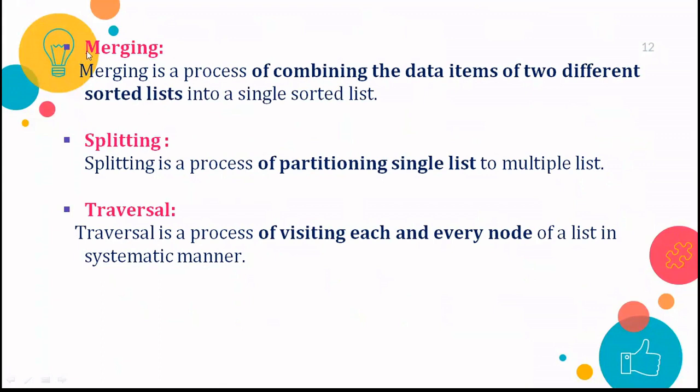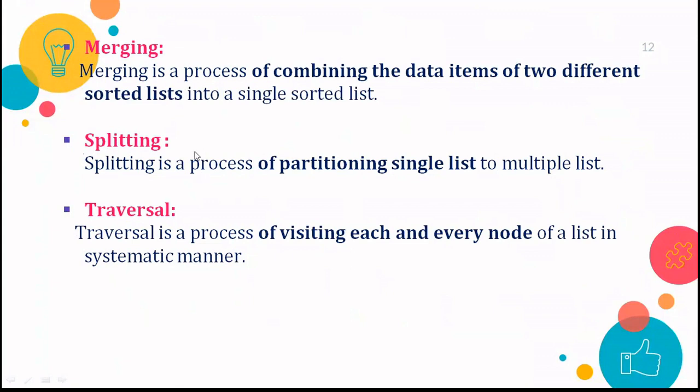We have the merging operation. In merging, we combine the data items of two different sorted lists into a single sorted list. So let's say if I have two lists and I have to merge the data, simply by merging them we get a new sorted list containing the data of both the data structures that we used.